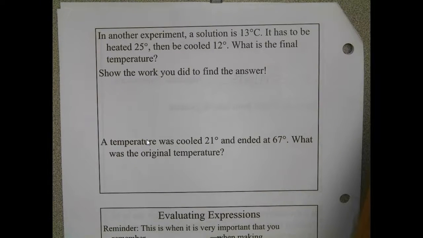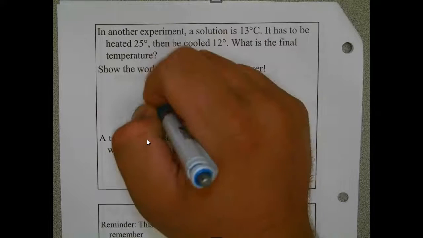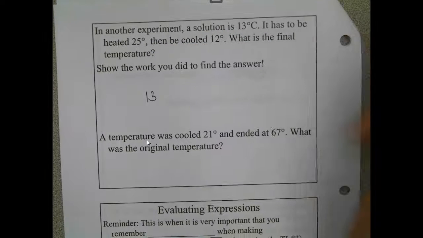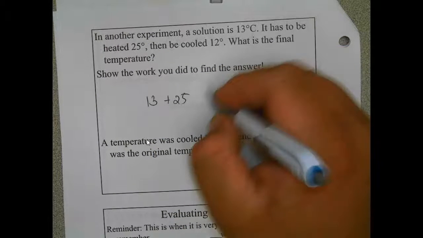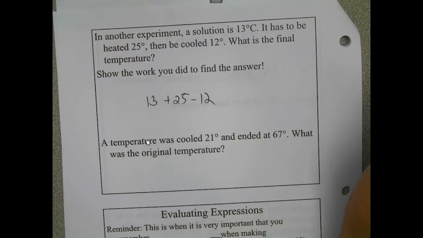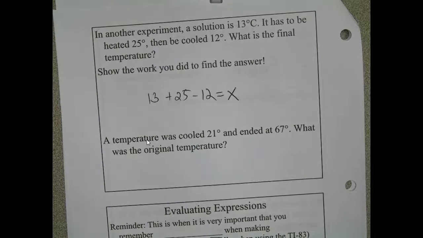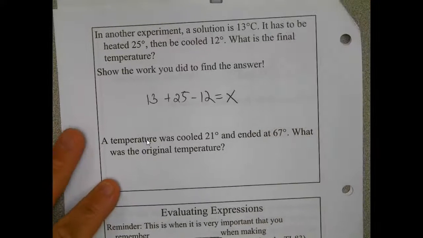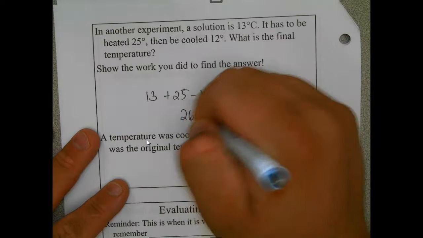So in another experiment, a solution is 13 degrees Celsius. It has to be heated 25 and then cooled 12. What is the final temperature? Well, hopefully you're taking a minute and you're like, okay, so it's at 13. It's going to be heated 25, so I'm going plus 25. And it's going to be subtracted 12 to find the final temperature. So again, you're coming up with this algebraic solution. And hopefully you understand I'm using x as a variable to represent the part that we don't know. And so that when you do these things together, you get 26 equals x.